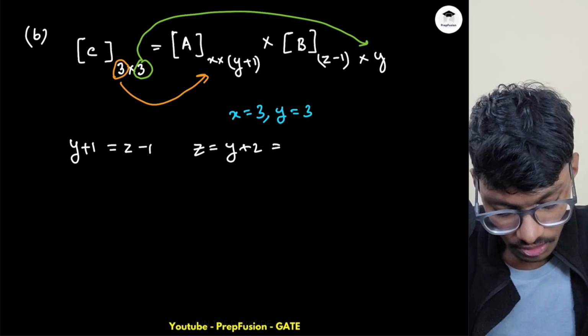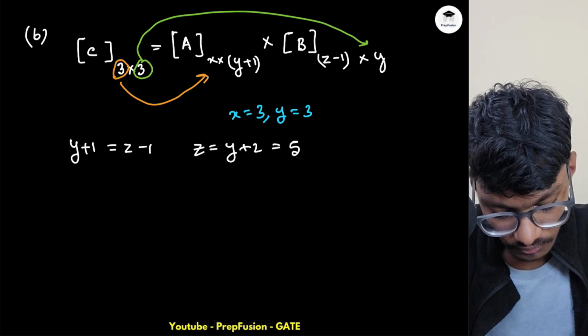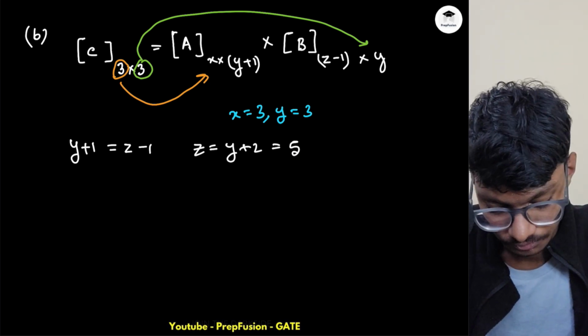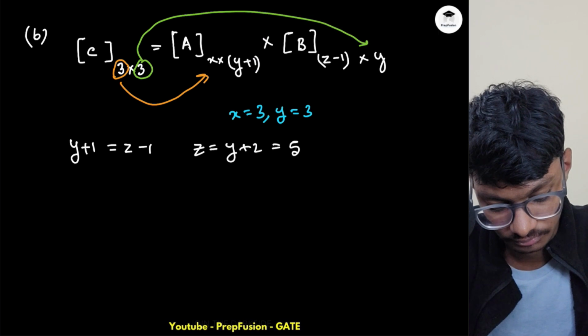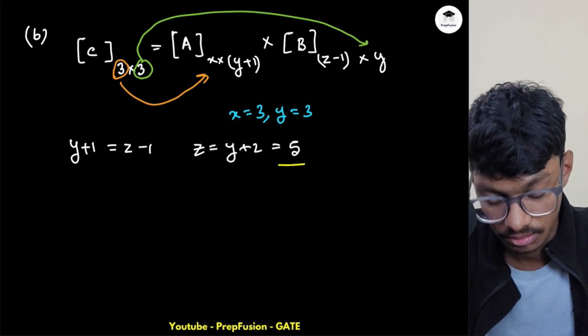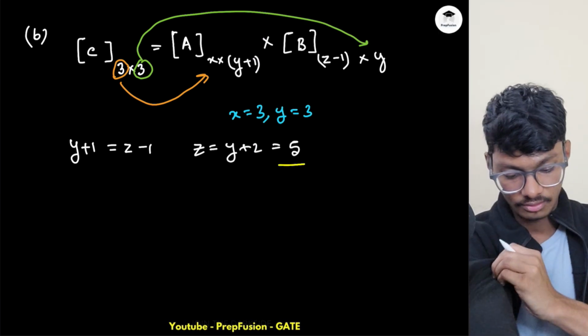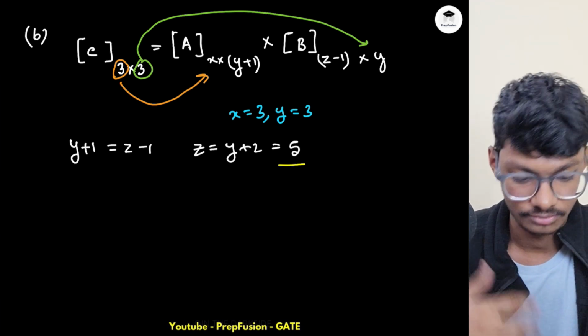Z equals Y plus 2. So Y is 3, so this is 5. So Z is 5 in this case. Okay, so Z is 5, Y is 3, and X is 3. So this is my answer basically.